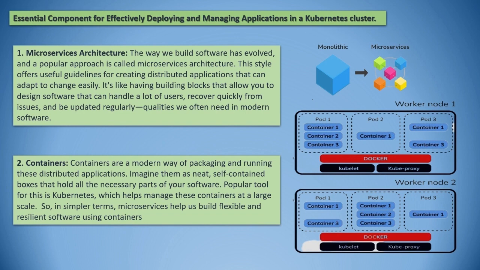Microservices architecture. The way we build software has evolved, and a popular approach is called microservices architecture. This style offers useful guidelines for creating distributed applications that can adapt to change easily. It's like having building blocks that allow you to design software that can handle a lot of users, recover quickly from issues, and be updated regularly. And these are qualities we often need in modern software.